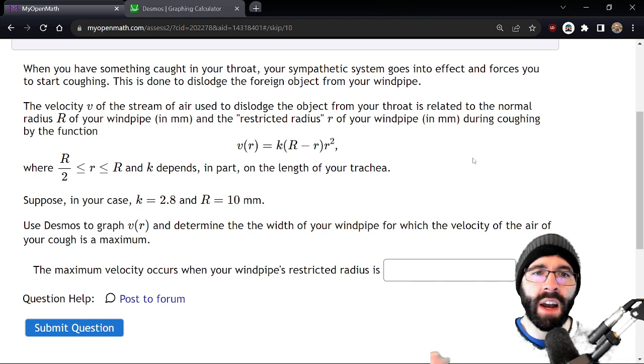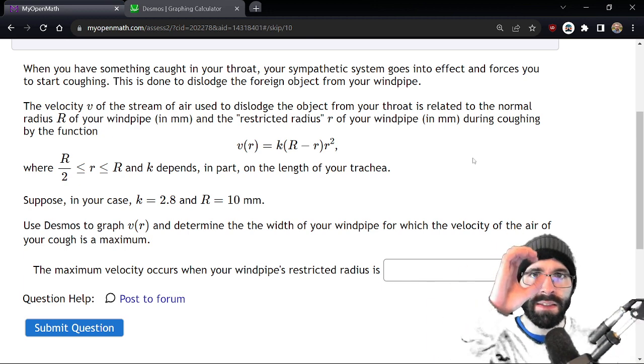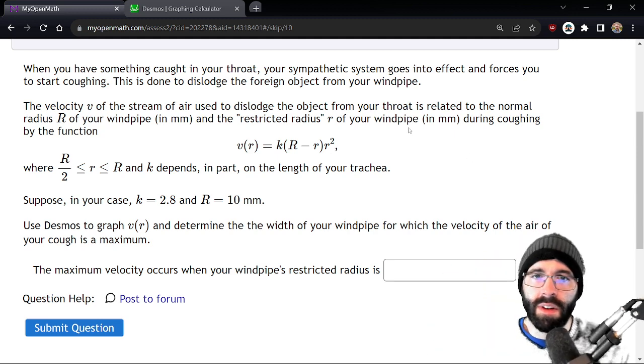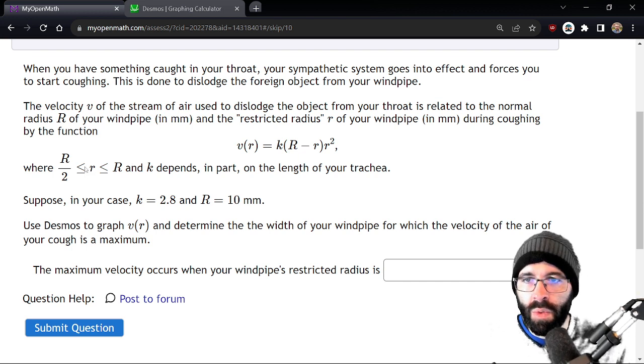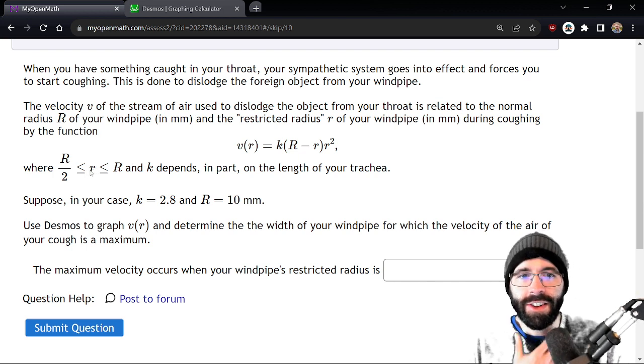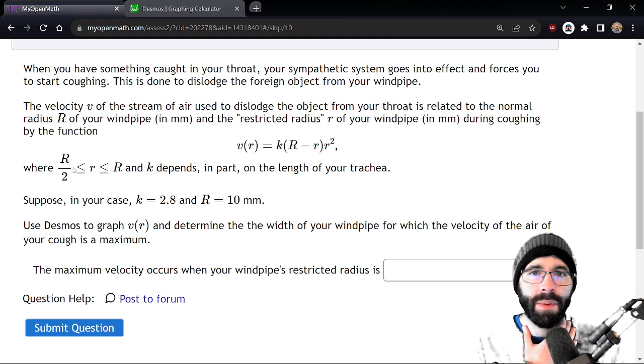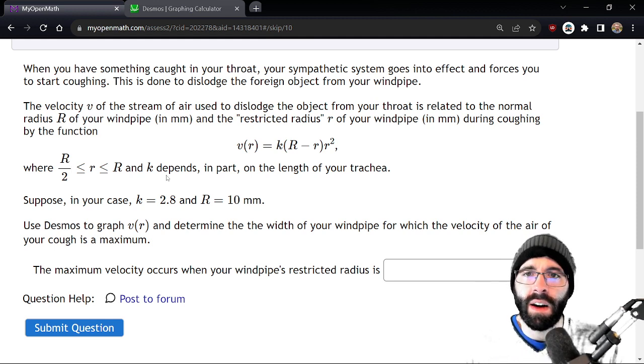Okay, so that makes sense, right? How fast you cough depends on how big your windpipe is normally and how big it is when you're coughing. It's going to constrict, right? All right, sure. So the radius of your constricted windpipe has to be between, well, your windpipe's not going to expand, and it's never going to get smaller than half of your normal windpipe. All right. And K depends on the length of your trachea. Okay, that's something related to your throat.